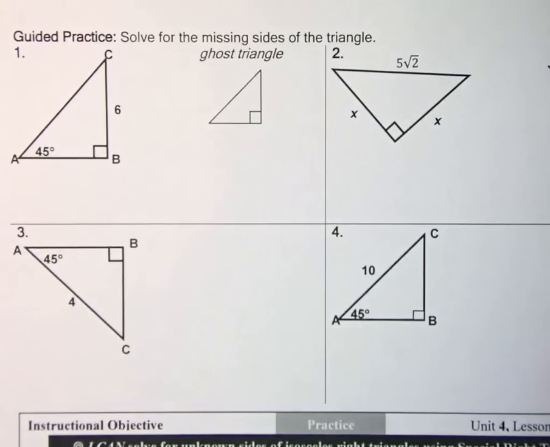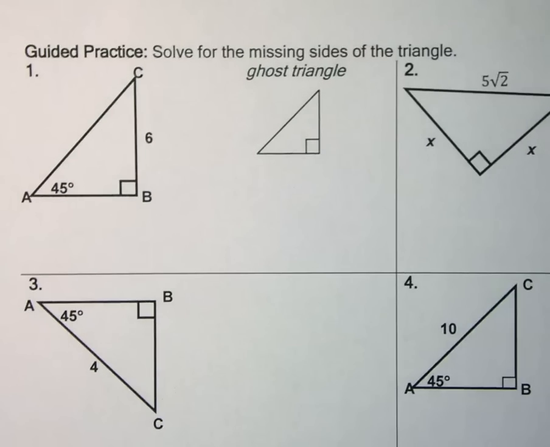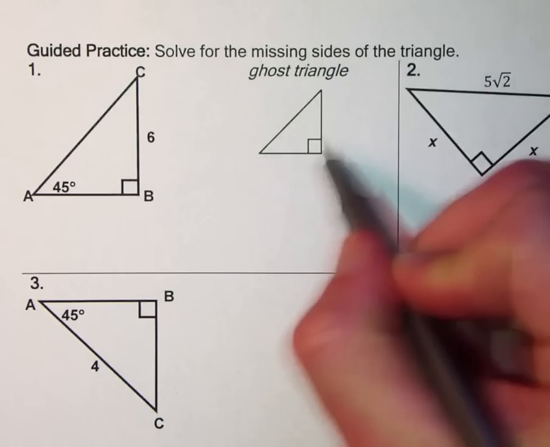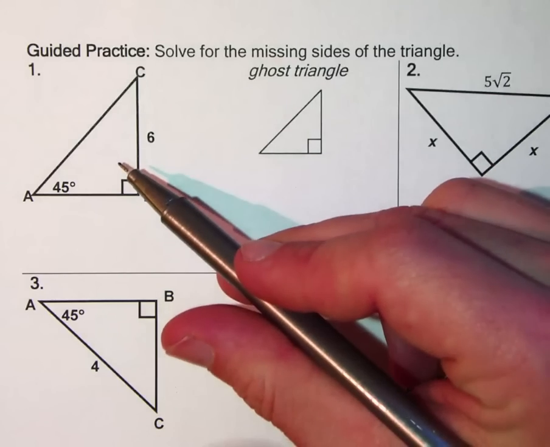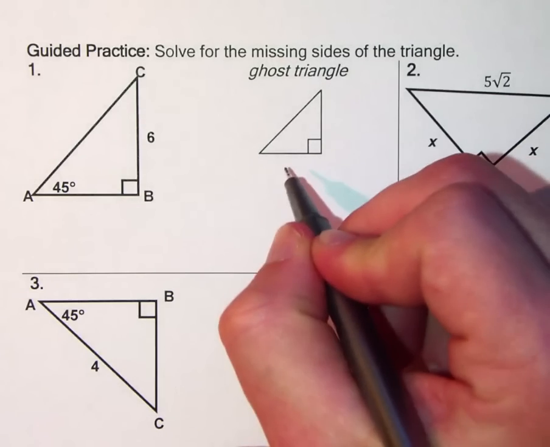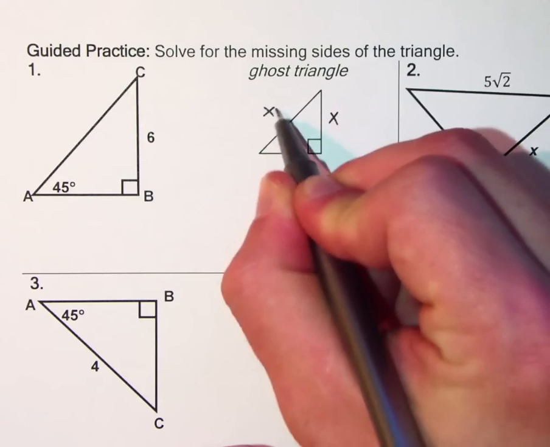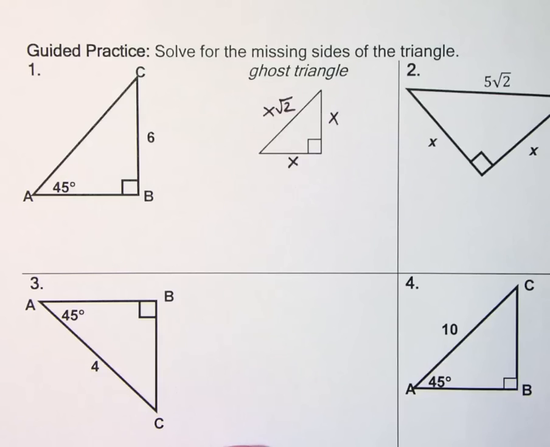So the pattern was x, x, x square root of 2. I'm going to zoom in here, and the idea is to solve for the missing sides, and this is called a ghost triangle. I sketch a little smaller version of what's over here just to guide myself. So remember, this right here is going to be x, x, x square root of 2.